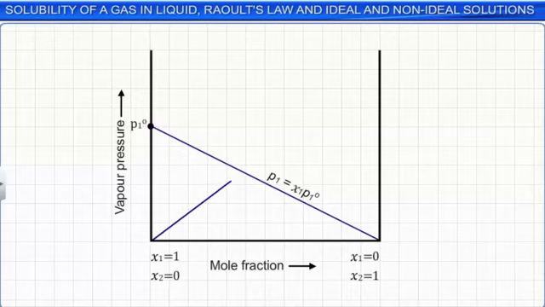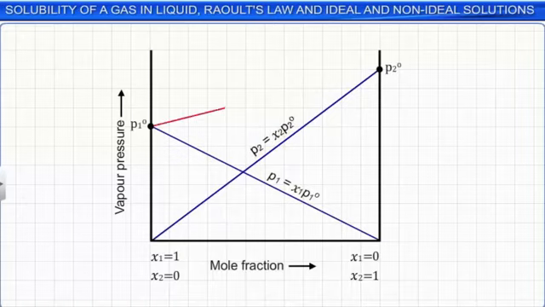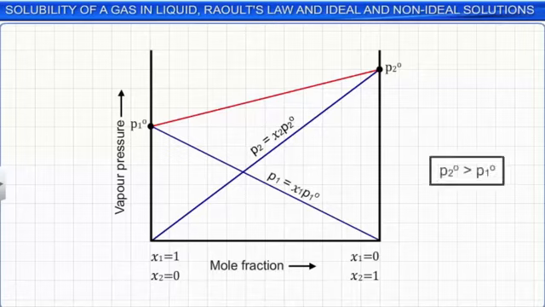Similarly, a plot for the component 2 corresponding to the equation P2 equal to x2 P2 naught on the same set of axes is represented as shown here. Now, as can be seen from the curve, the vapor pressure of the pure component 2 is higher than that of the pure component 1. This means that component 2 is more volatile than component 1.